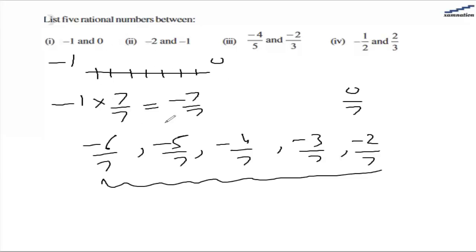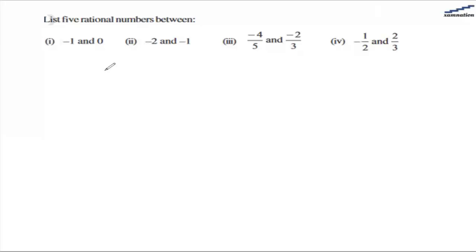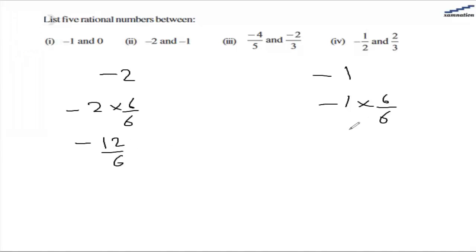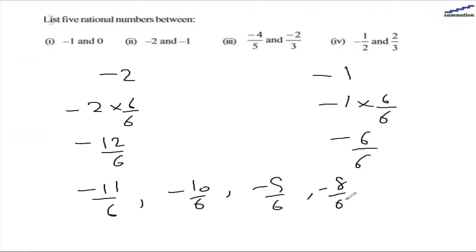You can also take 6 by 6 and that will also give you the same result. So for the second part, between -2 and -1, let's multiply by 6 by 6. Here also 6 by 6. So basically we are multiplying by only one, because 6 by 6 is 1. So it will be -12 by 6 and -6 by 6. So we are going to find the rational numbers in between: -11 by 6, -10 by 6, -9 by 6, -8 by 6, and -7 by 6. So these are the five rational numbers between -2 and -1.